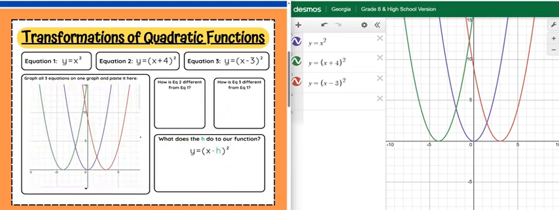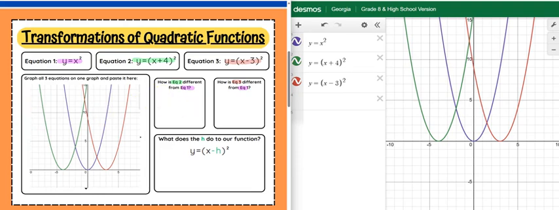All right, so I'll come back over to my notes and add my Desmos graph. Again, this time my equation 1 is the purple one. Equation 2 is my green one. And equation 3 is my red one. This time I am adding or subtracting inside the function, inside that parentheses. So what does it do? Well, the plus 4 moved our graph left. So it moved it over here.